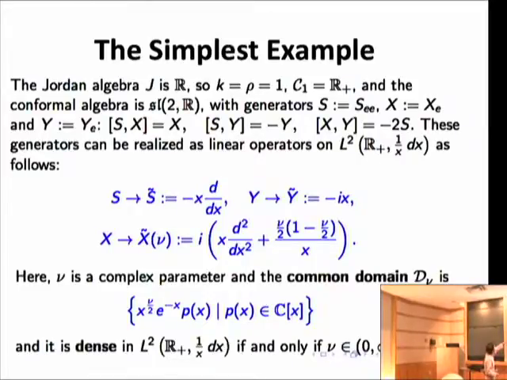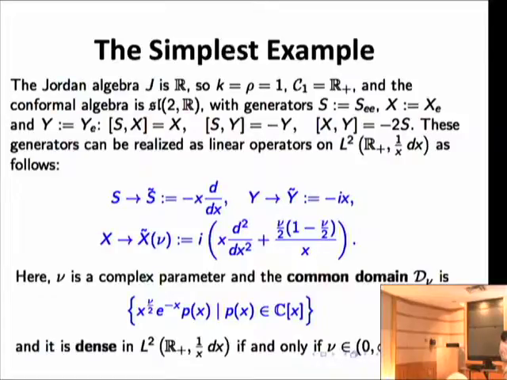In this case, the conformal algebra is SL(2,R). We do have the structure part, and the structure part is only the dilation. It's S. S is the dilation, really the Euler operator. And then we have X and Y. The only non-trivial ones are X_E and Y_E, and they satisfy this relation. And this relation is precisely the commutation relation for the generators of SL(2,R).